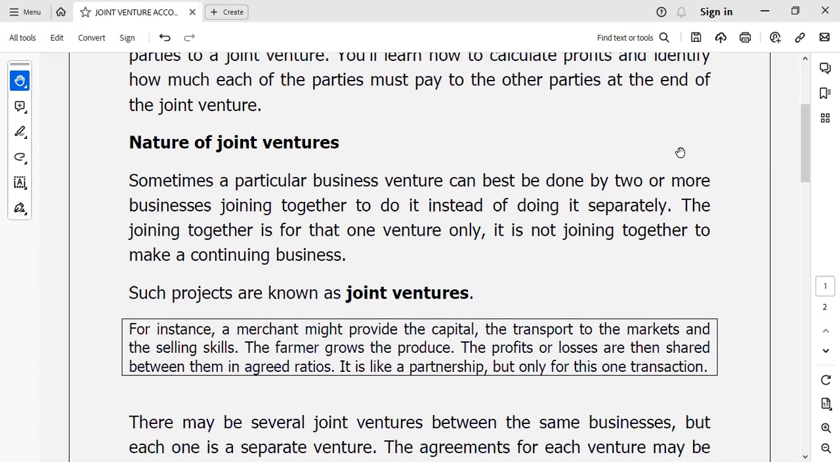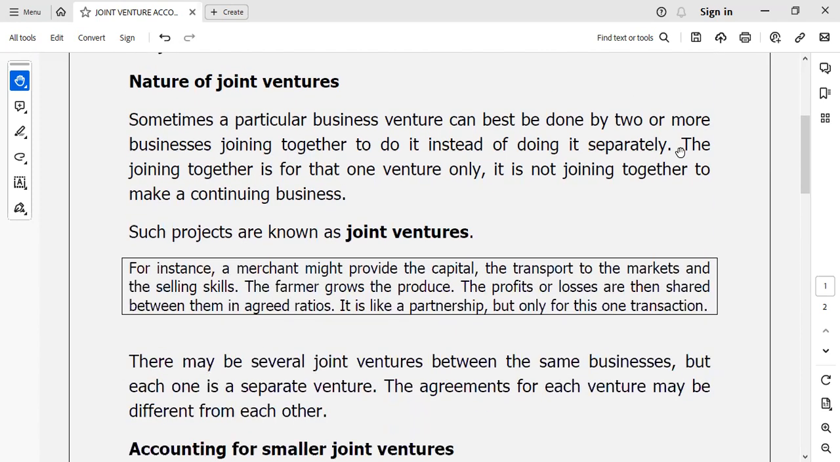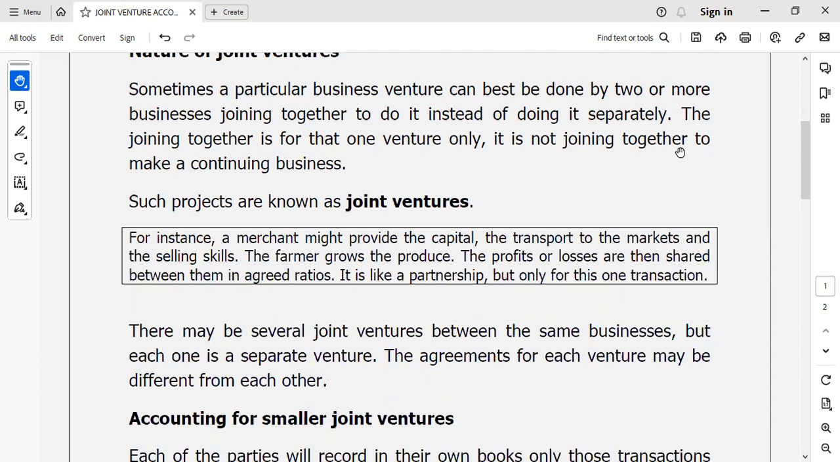For instance, a merchant might provide the capital, the transport to the markets, and the selling skills. Then the farmer grows the produce. So you see, we have a merchant and a farmer. The farmer grows the produce, the merchant provides capital, transports the products to the market, and then sells them.